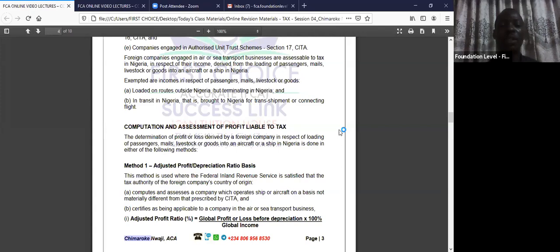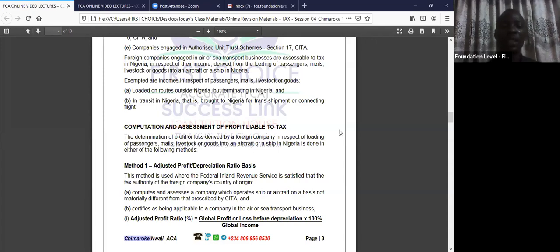Okay, but we are going to be looking at two methods of dealing with computation of tax. The first method is what we call the adjusted profit method stroke depreciation ratio method, or simply put, adjusted profit stroke depreciation ratio basis. This is because we will be looking for the adjusted profit ratio. We will also be looking for the depreciation ratio. Why are we looking for these ratios? Now, for you to understand how this method works, we need to know why we are looking for those ratios. Okay, first of all, what is adjusted profit?